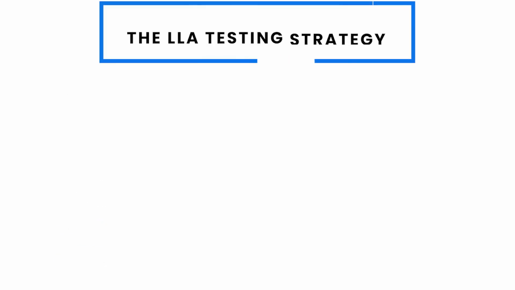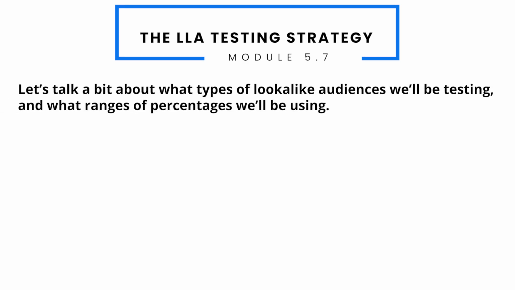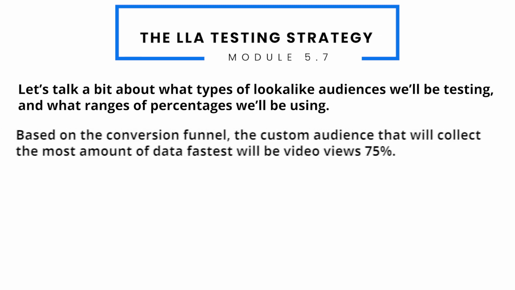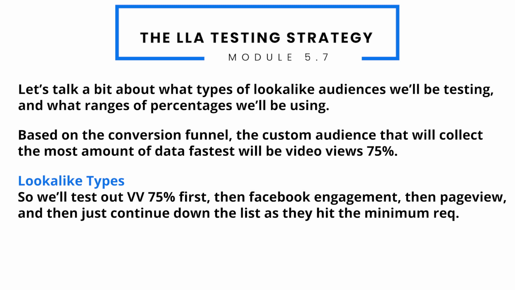Now, before we jump into creating the custom audience and lookalike audiences, let's talk a bit about what types of lookalike audiences we'll be testing and what ranges of percentages we'll be using. Based on the conversion funnel, the custom audiences that will collect the most amount of data fastest will be video view 75%. So we'll test out video view 75% first, then Facebook engagement, then page view, and then just continue down the list as soon as they hit the minimum audience size requirements.